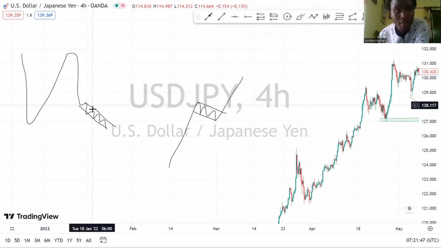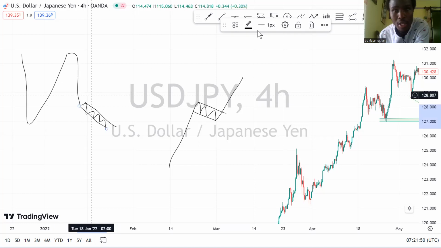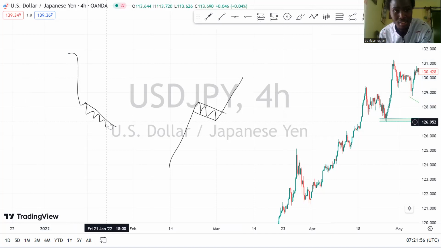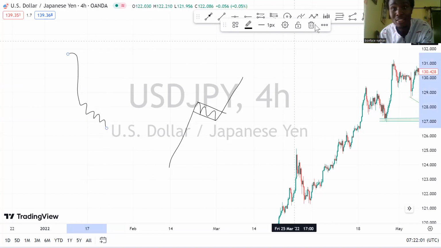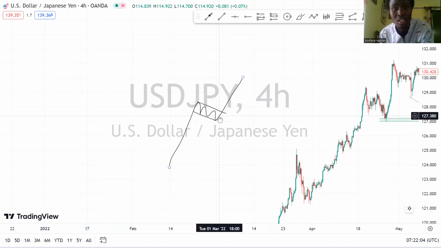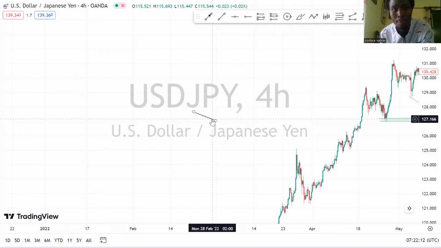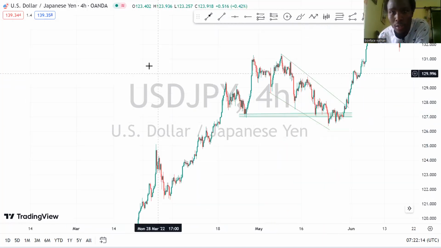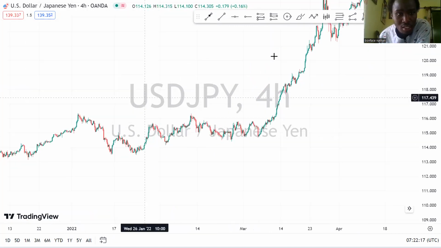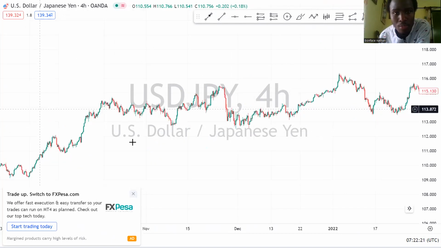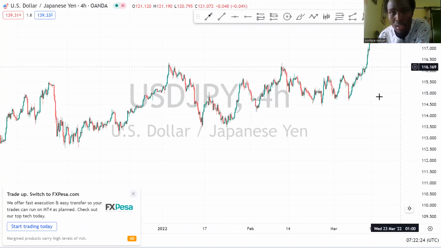So we have those continuation patterns and reversal patterns. Continuation is like flags. Reversals, we have the wedges. Okay. So we are done with that.